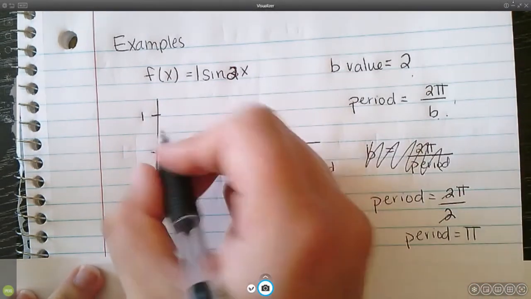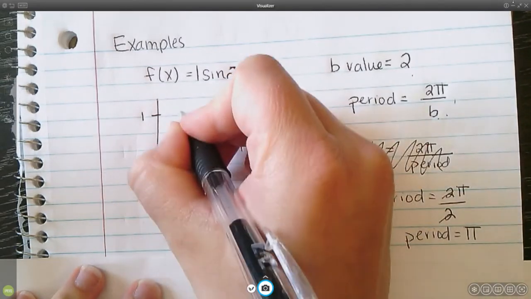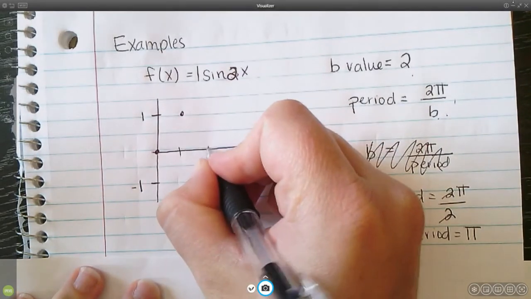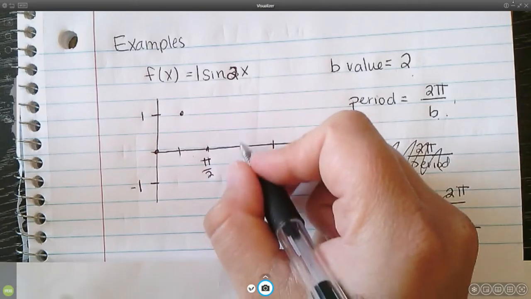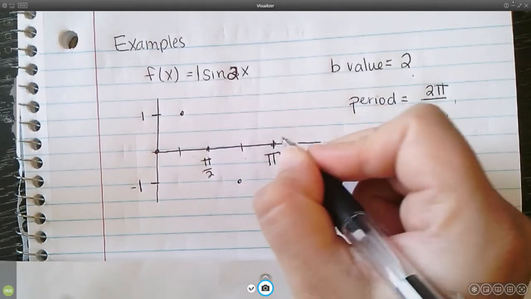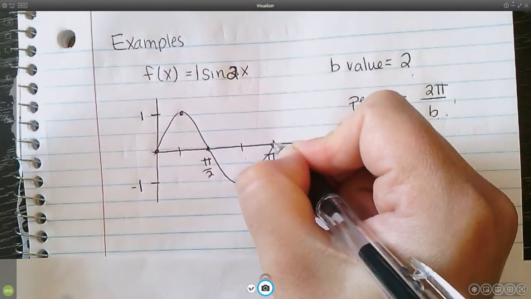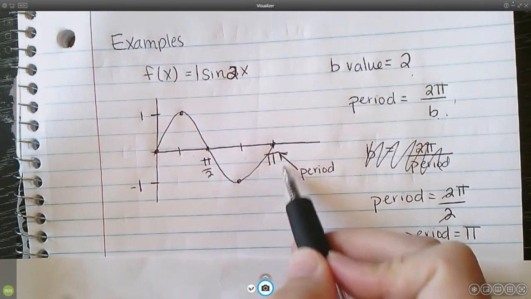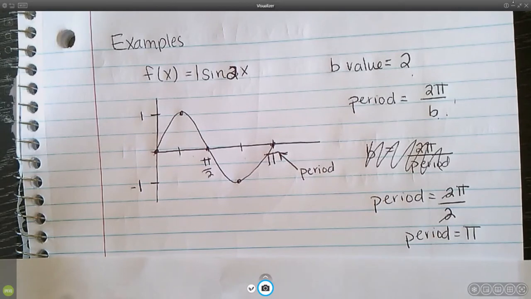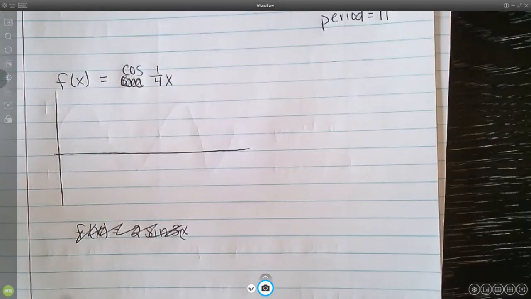So sine graph, we start O, high, O, low, O. Then you connect them. So the only difference is that this says pi and not 2 pi. Okay, let's look at another example.